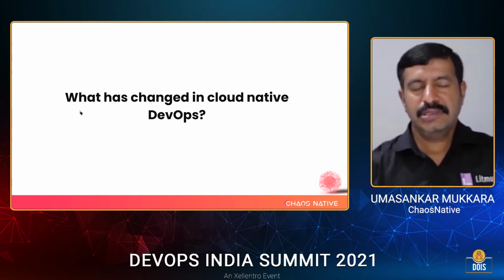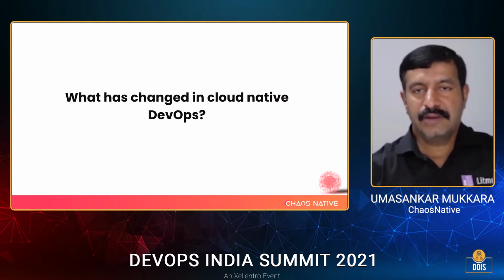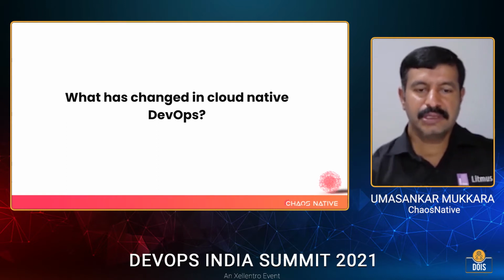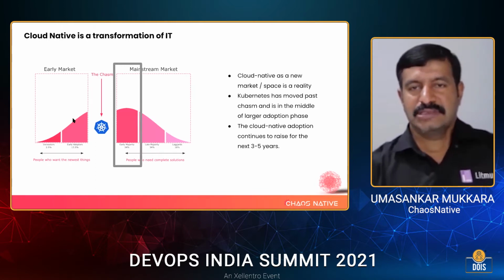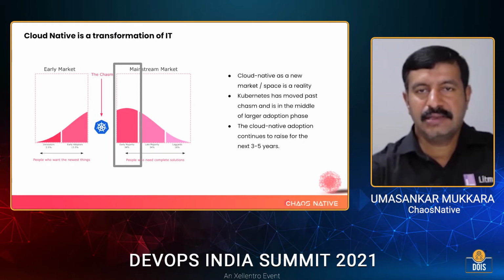So today, I'm going to talk about chaos engineering for DevOps in cloud native. It's important to understand what has changed in cloud native DevOps before we go into chaos engineering for cloud native DevOps, right? So cloud native itself is a transformation of IT that was started a few years ago. Now it has crossed the chasm. It has got mainstream adoption, and most of the ecosystem around IT is either thinking of adopting Kubernetes or has already adopted Kubernetes or is in the process of adopting it, right?